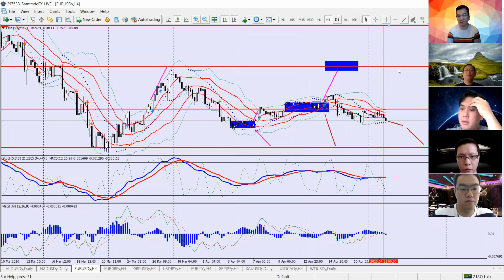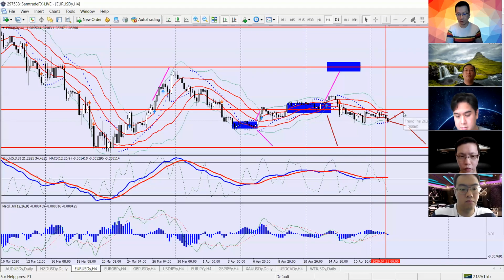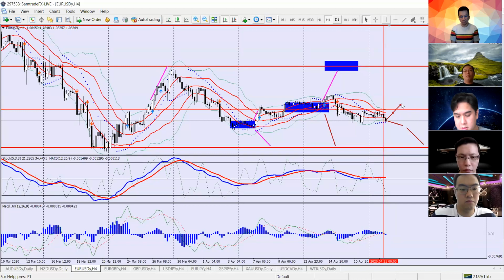My best advice is if you do see euro moving higher, I would probably stay out. Even if it goes up to this point, I would say that it's testing a resistance level. I would sit on my hands and stay out of that trade.